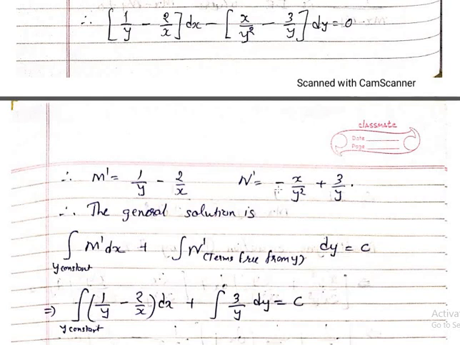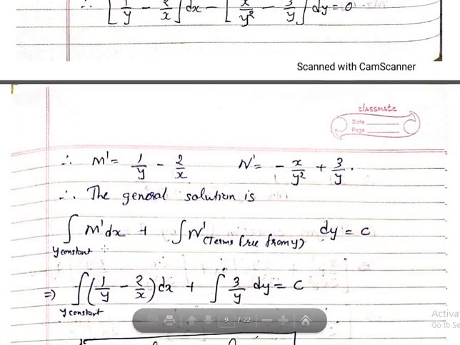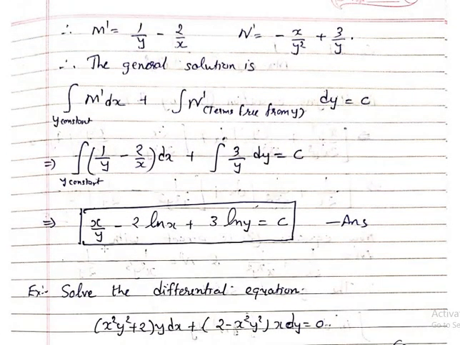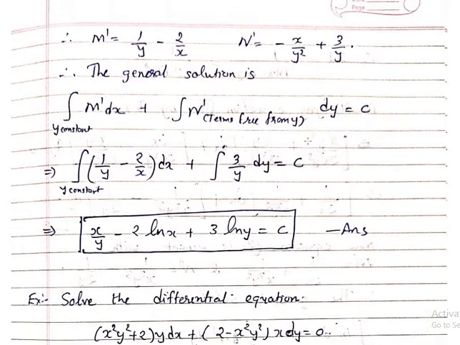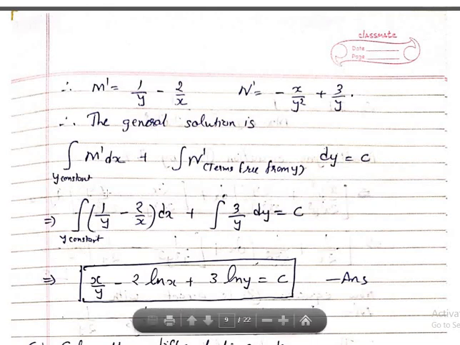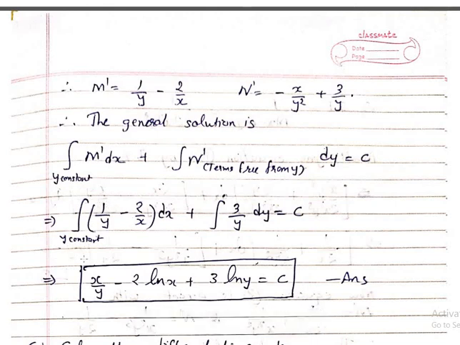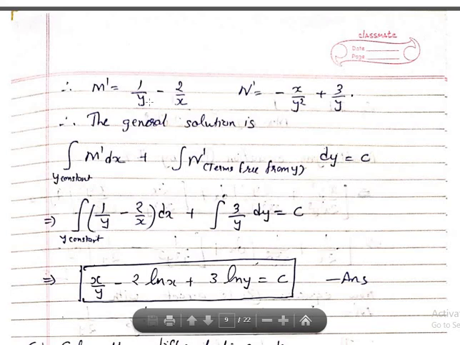So the equation is exact, and the general solution is given by integration of M dash dx plus integration of N dash dy is equal to c. So putting the values of M dash and N dash, that will give you the integration of (1 upon y minus 2 upon x) dx plus the integration of 3 upon y dy is equal to c. So here the solution will be: the integration of 1 upon y is x by y, minus 2 by x has the integration minus 2 log x, and 3 by y has the integration 3 log y. So your answer is x by y minus 2 log x plus 3 log y is equal to c.